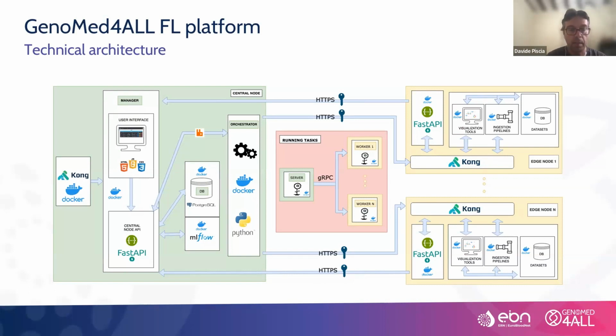And then you can see that the modules like MLflow or the Postgres are only on the central server, because the model lifecycle is managed at the central place in this case. And then you can see that there is a mention of Kong, which is a proxy server in front of the infrastructure, which makes it easy to secure the communication between the different actors of the infrastructure. So I think that's all for this part.